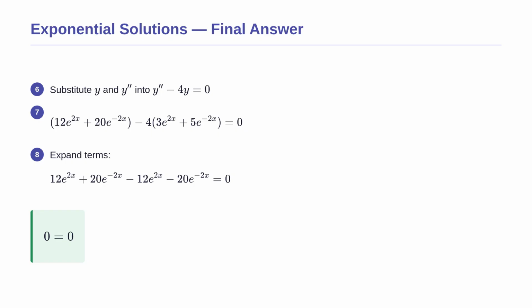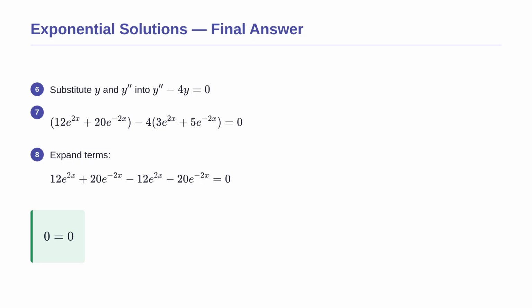Continuing with our example, we are now ready to substitute our expressions back into the original differential equation. The equation asks us to take the second derivative and subtract 4 times the original function. We carefully place our calculated expressions into this structure and set it equal to 0. Next, we expand the terms by distributing the negative 4 into the parentheses.